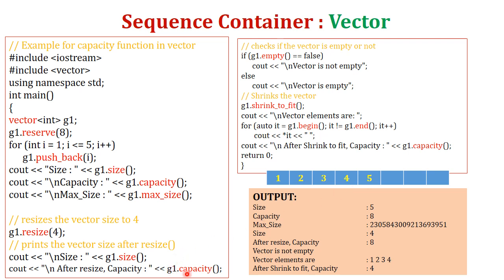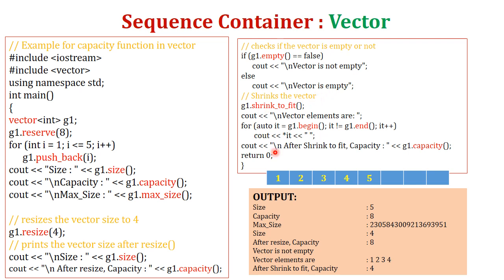And next one is g1.capacity, but the already reserved capacity is 8, right? That it will display. We are only temporarily resizing here, but the actually allocated memory space is 8, so it will display 8. Now we are going to verify whether the vector is empty or not. Because some content already exists in the vector, it will show that the vector is not empty.